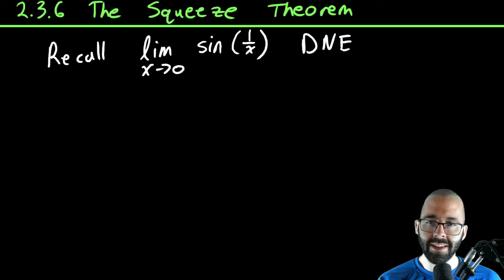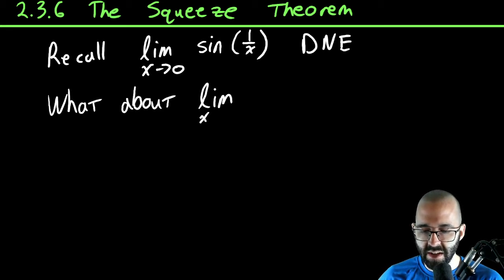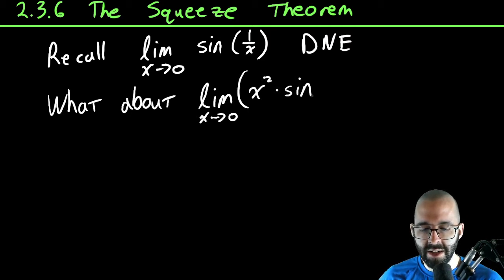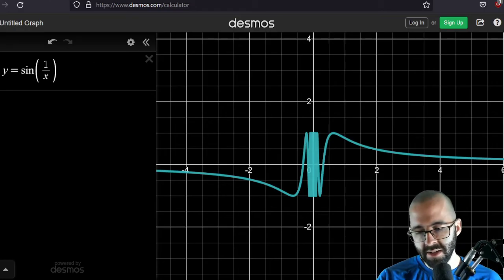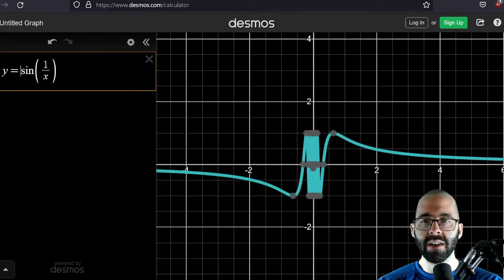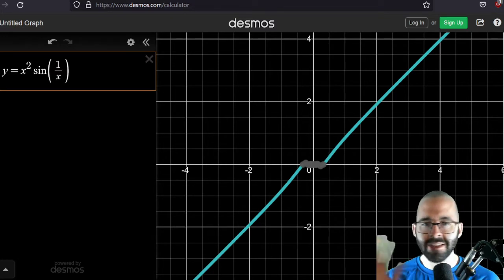But what about if we change it a little bit? What about the limit as x approaches 0 of x squared times sine of 1 over x? It's not changing it that much. What is this going to look like? Let's look at this new function. What happens if we multiply this by x squared? It kind of looks like a line on either end, and then something's happening in the middle.